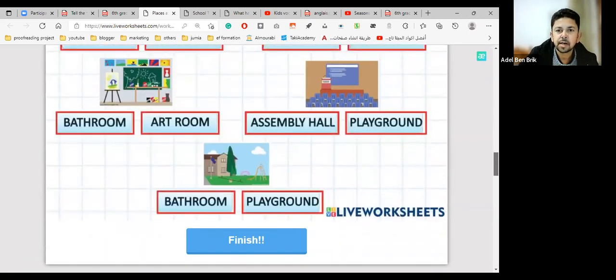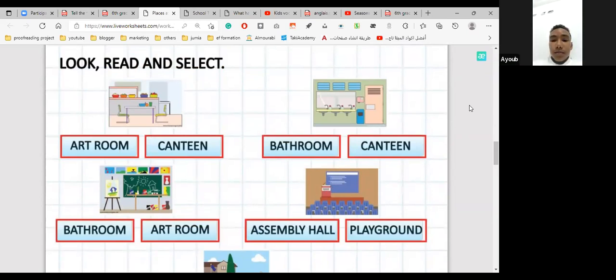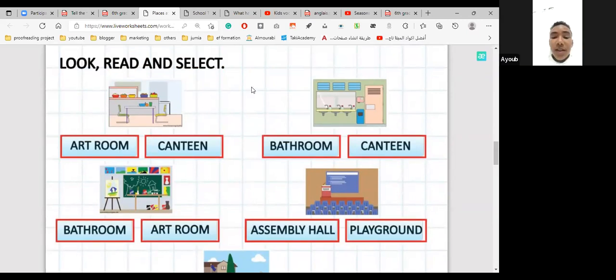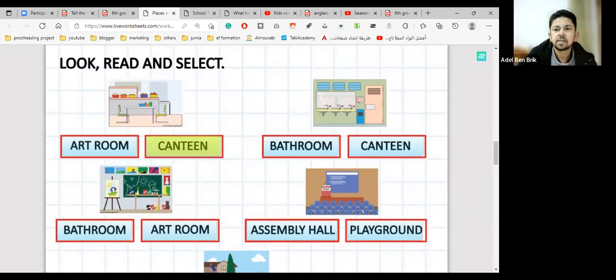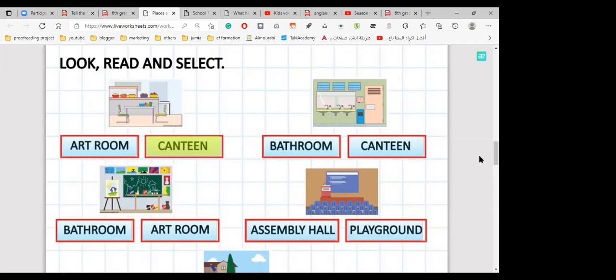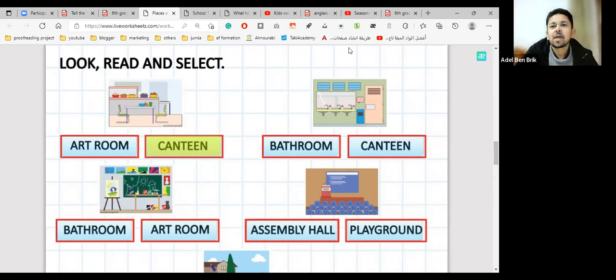And we have bathroom, playground. So we are going to choose one. Okay, number one. Who wants to answer number one? Canteen. Ayub, is this the art room or the canteen? Canteen. Okay, this is the canteen. Very good. Number two. It's a bathroom. Who can answer number two? Bathroom. Yes, Ayub. Let your friends answer too.